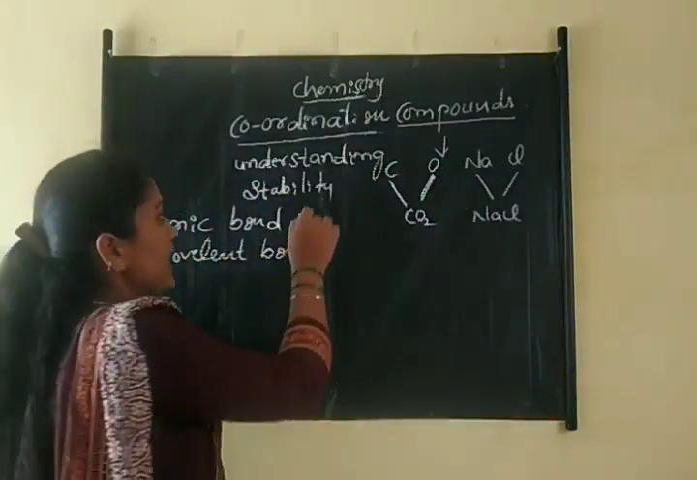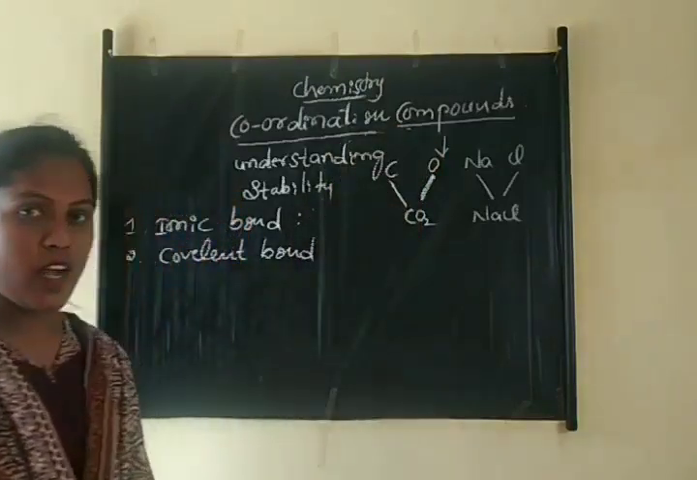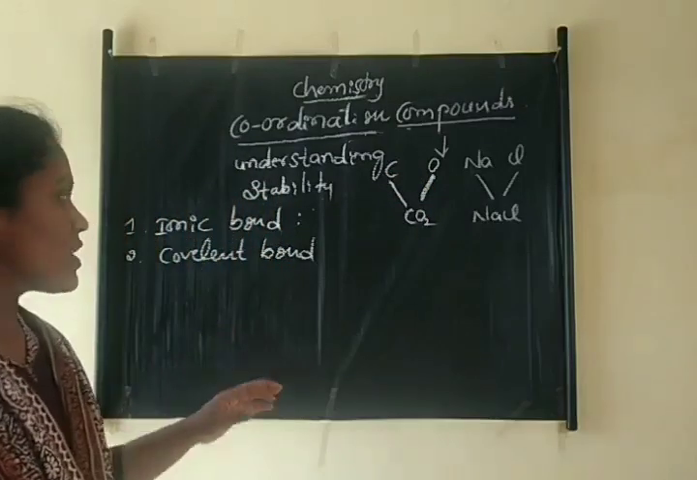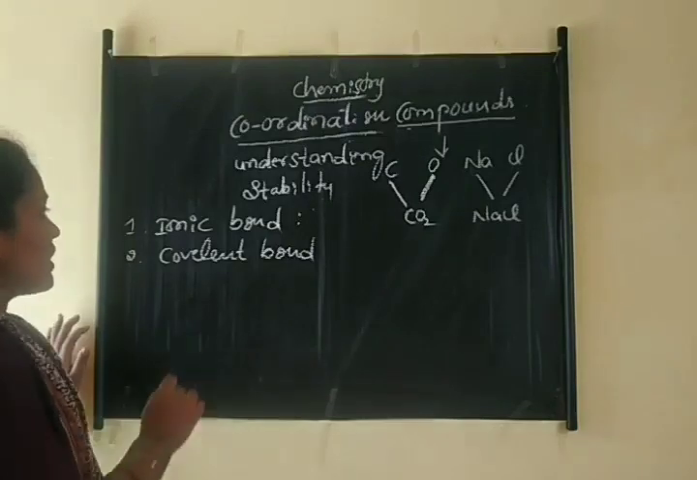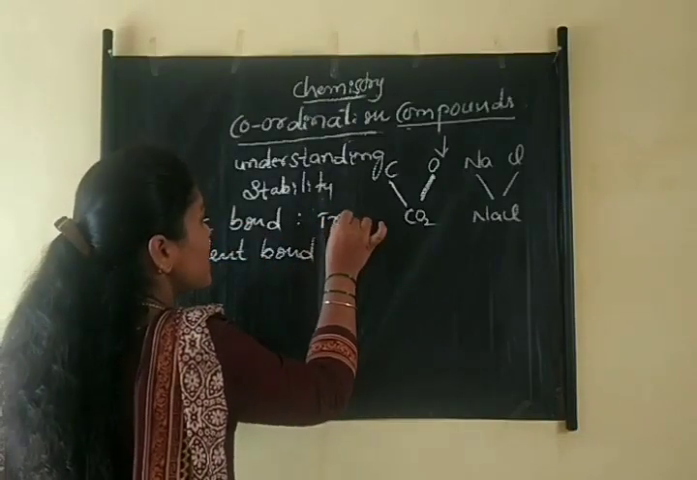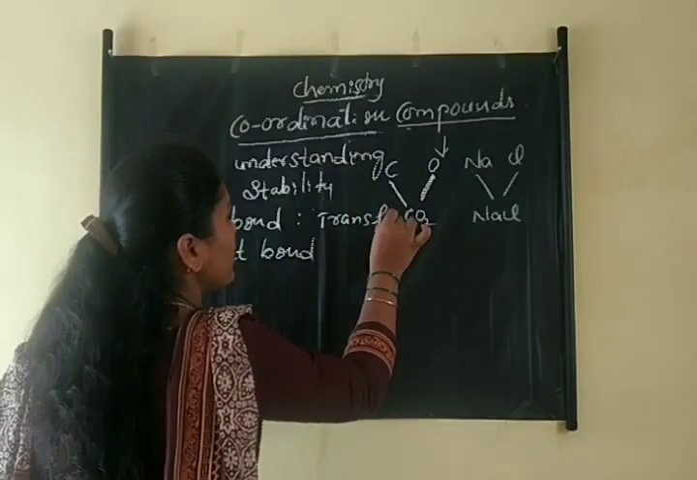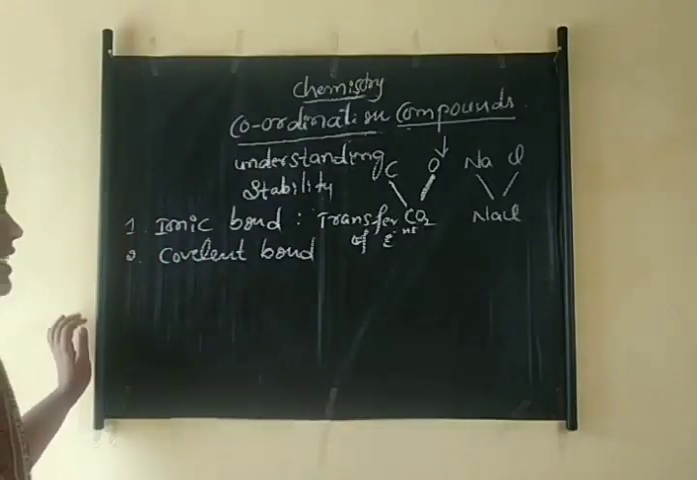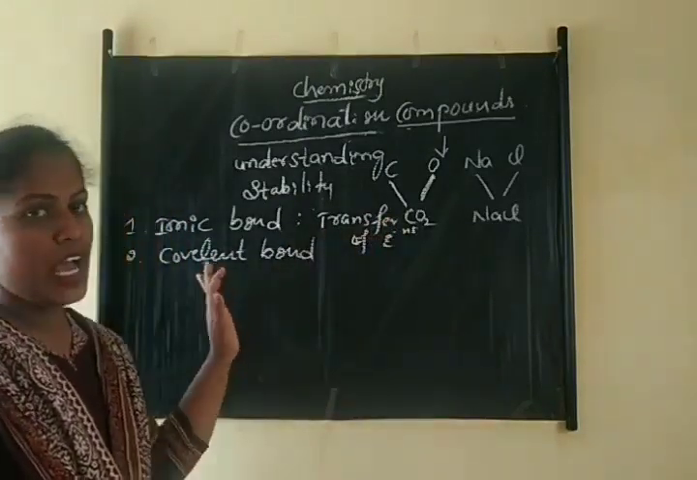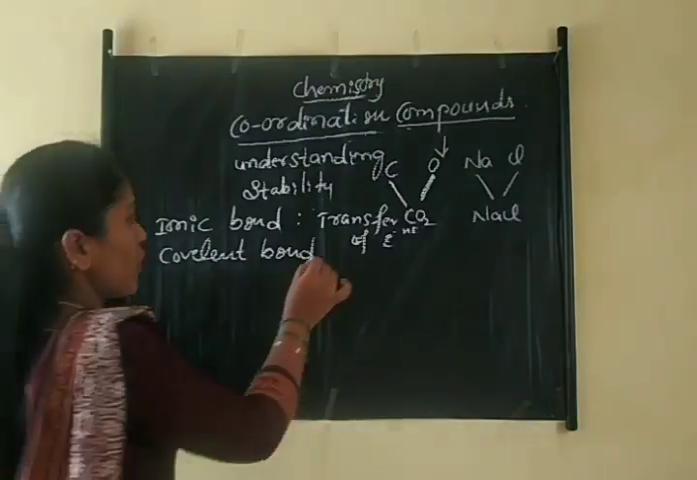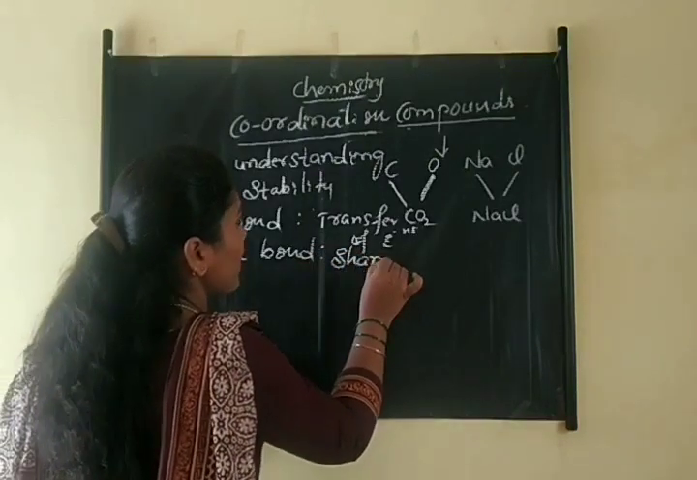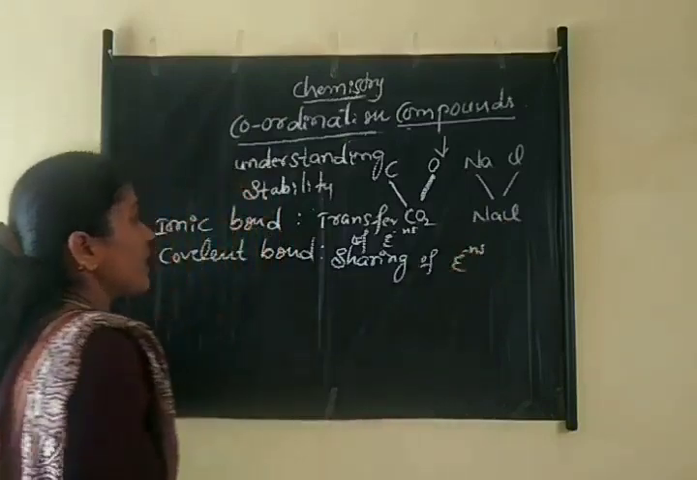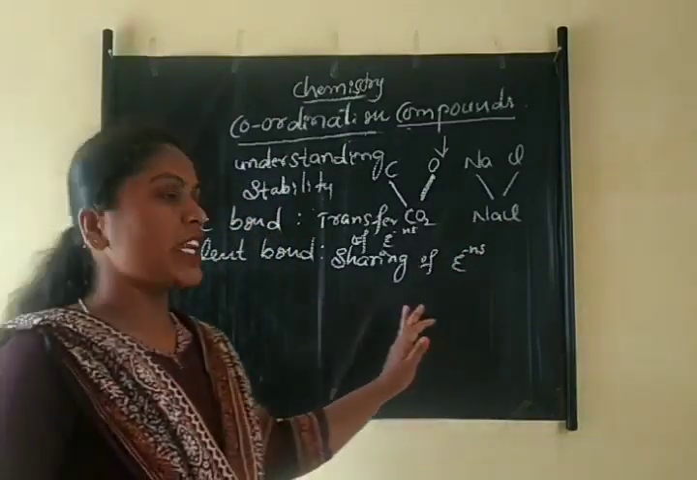Here, in the case of coordination compound, the stability is based on coordinate bond. So first we have to study some types of chemical bond. Ionic bond is a transfer of electrons. Then covalent bond means here it is a sharing of electrons.